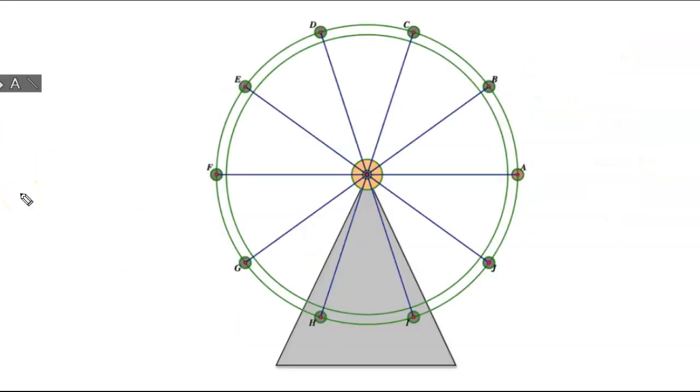Find the height of each of the points labeled A through J on the Ferris wheel diagram below. Represent your work on the diagram so it is apparent to others how you have calculated the height of each point.